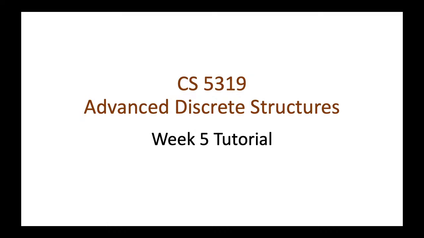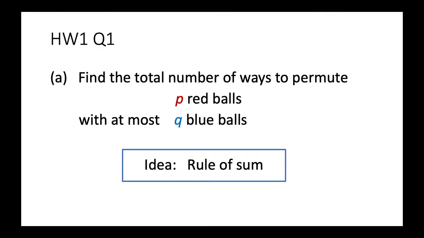Okay, so we have 5 questions altogether in homework 1. In the first question, we want to find how many ways there are that we can permute P balls that are red and then at most Q balls that are blue. We have exactly P red balls, but in the permutation, we can have 0 blue balls, 1 blue ball, 2 blue balls, up to Q blue balls. So how many ways are there?